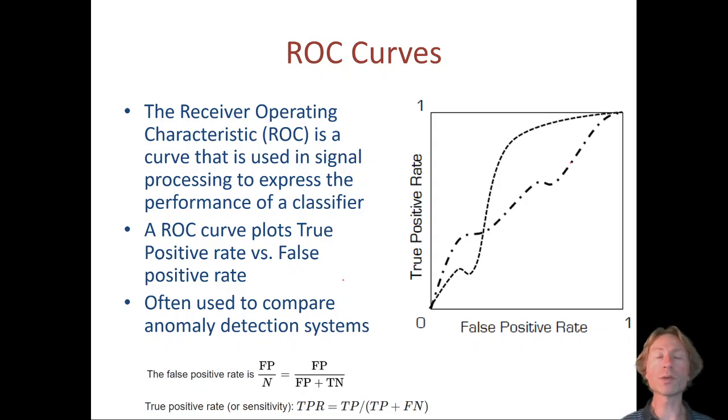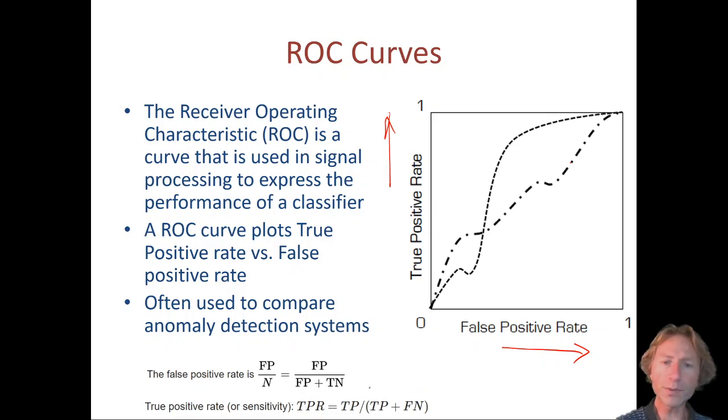So how do we compare different IDSs? Well, one common tool to help in deciding which IDS to use is known as the receiver operating characteristic curve. It's a curve that really comes from signal processing, but we use it in intrusion detection systems also. It plots the true positive rate on the y-axis versus the false positive rate on the x-axis.